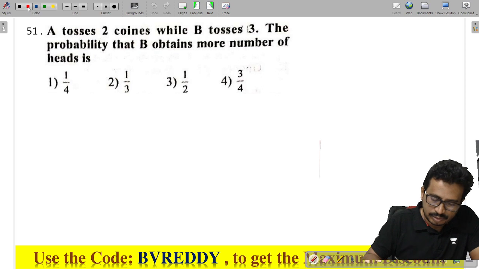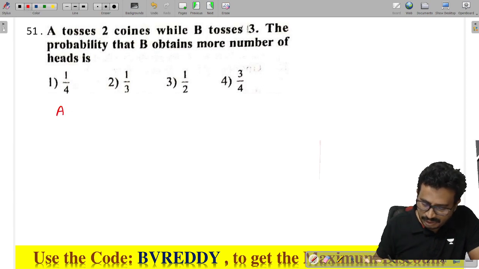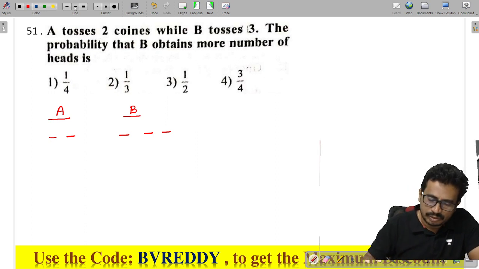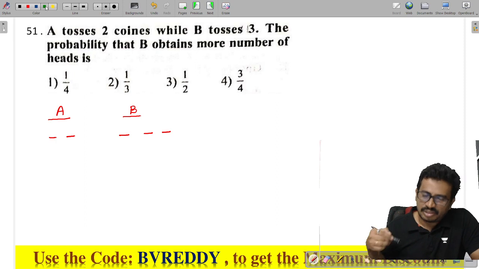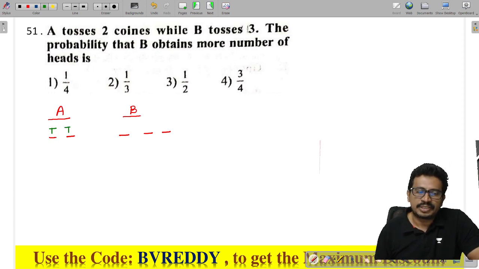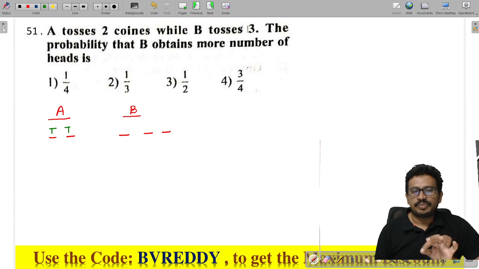Okay. So what does this mean now? A has 2 coins, B has 3 coins. Now B should get more number of heads compared to A. So first case, let us say A tosses the 2 coins and gets both tails. That means heads for A is 0. So B must get 1 head, 2 heads, or 3 heads. All these combinations will happen.